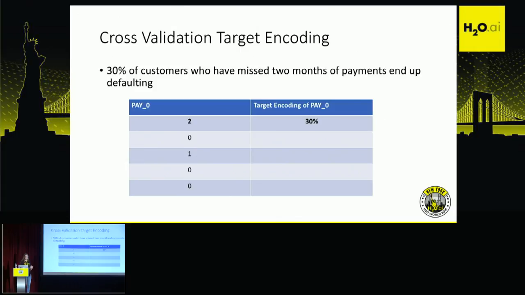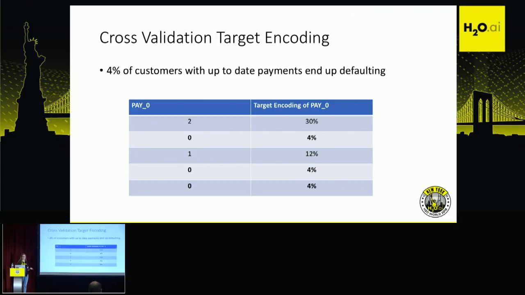Really simple. Now, what about the people that are 1 month delayed? So 1 month delayed, we look at the data, we do some mining, we find that 12% of them default next month. So we're going to replace all of the ones with 12%. And we're going to do that again for 0, which is up to date. So what percentage of people that are up to date end up defaulting? So 4%. So now we've taken our categorical column, which in this case doesn't have that many values, but think about it like zip code, something with a huge number. This is going to now be translated to numbers.